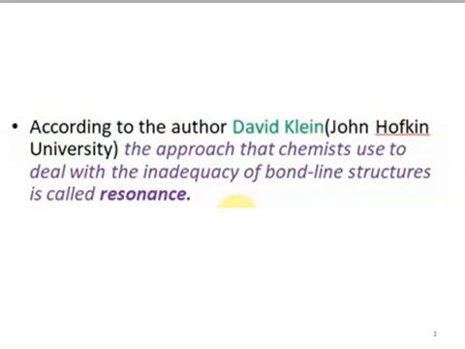The inadequacy in the bond line structure means that if we draw the structure in terms of bond line formulas, then when we draw the structure for a conjugated system, we always end up with a violation of the rules of valency when we explain the structure as it is, right?